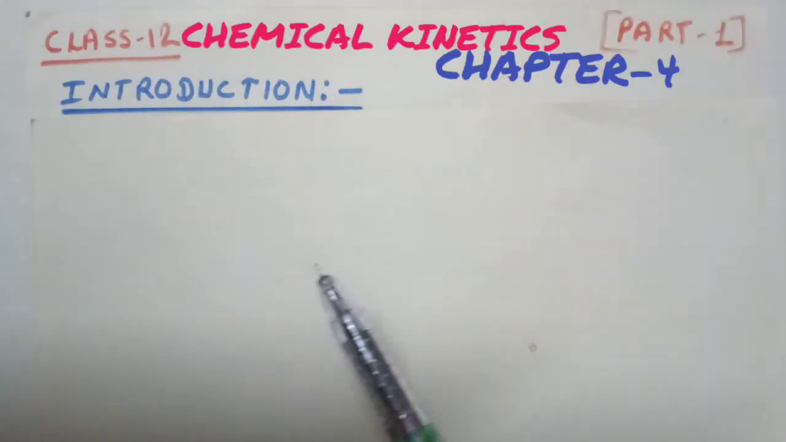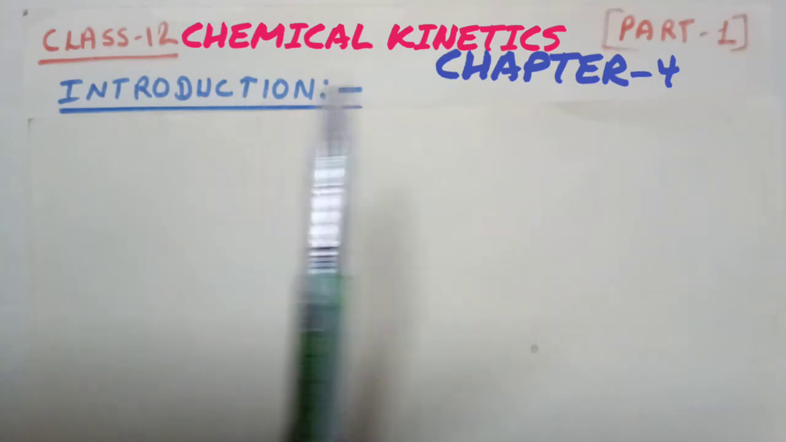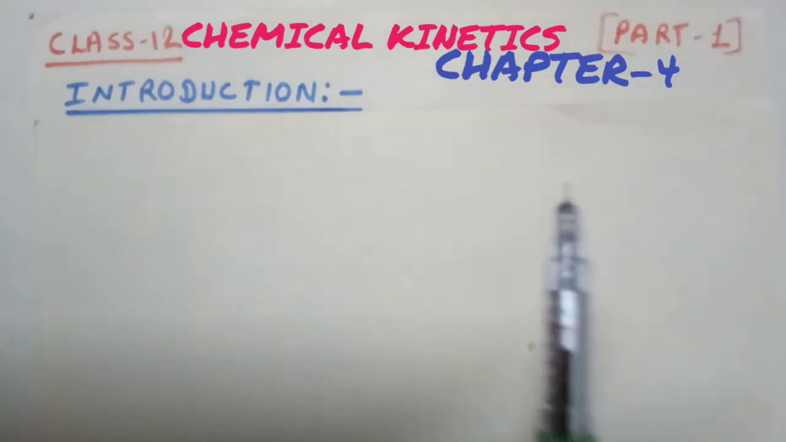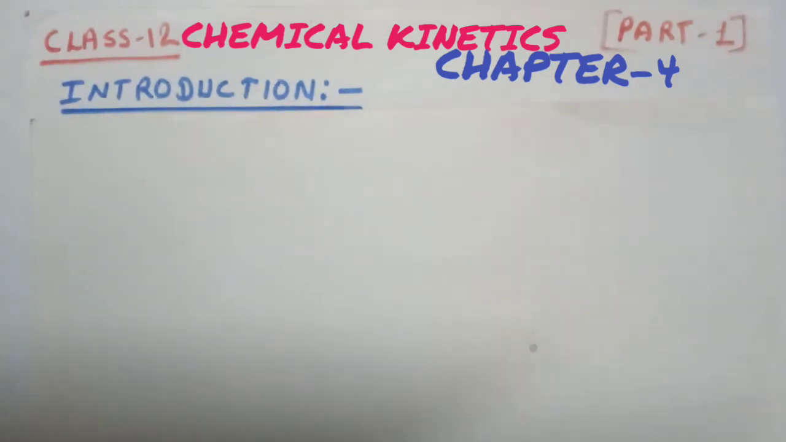We are starting here a new chapter 4, that is electrochemistry. This is the first video of this chapter, and in this video we will discuss the introduction of chemical kinetics and what are the rates of reaction and how many types of rate of reaction, or how many expressions we can show for the rate of reactions.